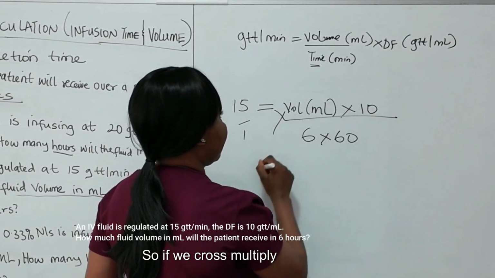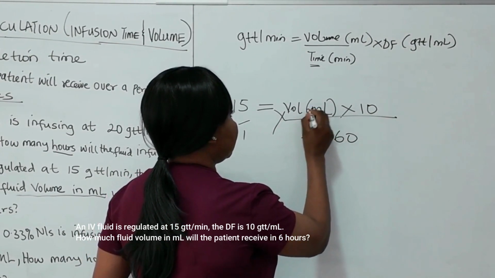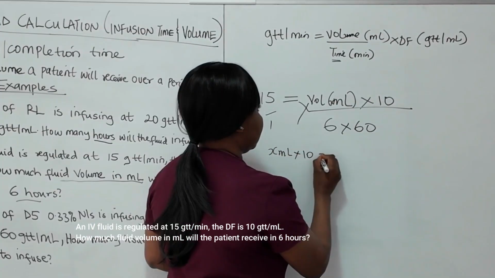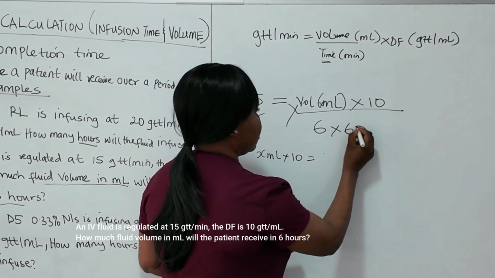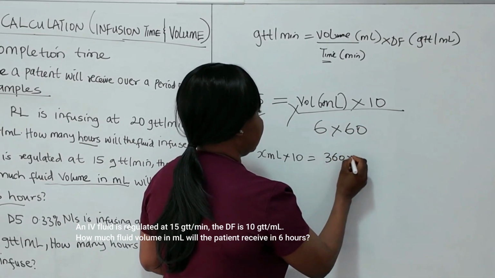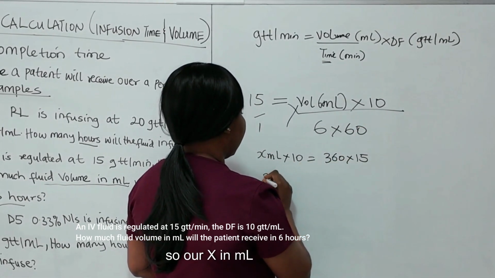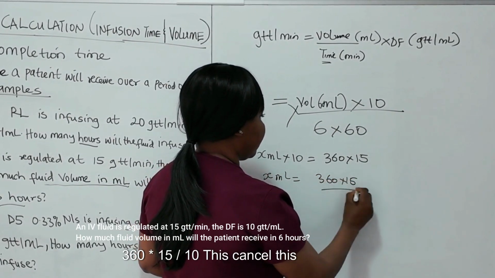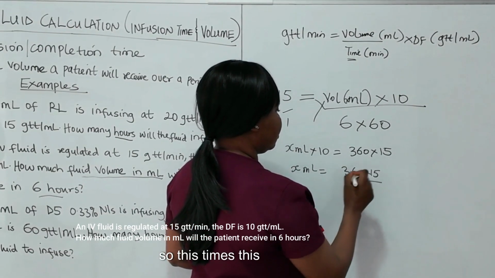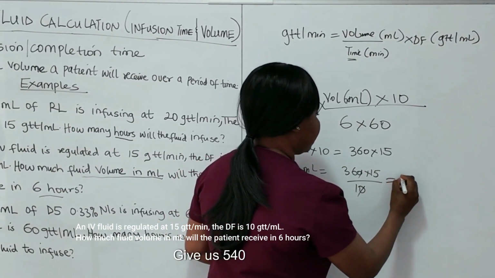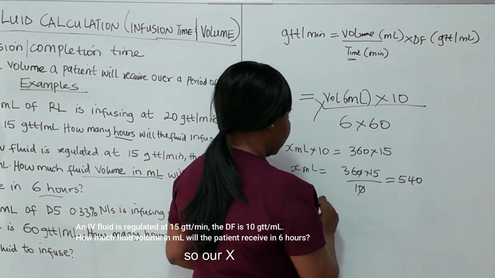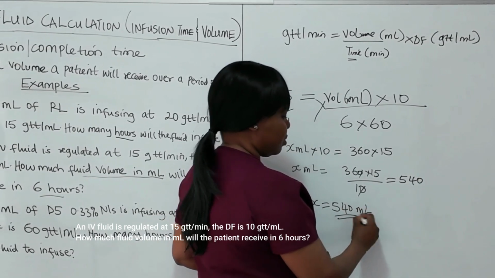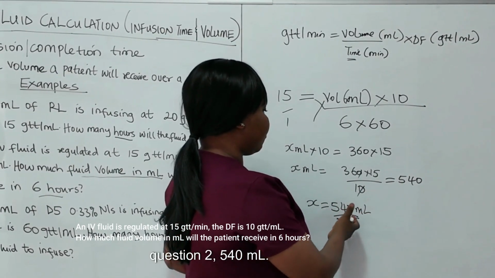If we cross multiply, our volume is x ml, so we have x ml times 10 equals 6 times 60, which is 360, times 15. So x in ml equals 360 times 15 divided by 10. This cancels this, so 36 times 15 gives us 540. So x will be 540 ml. This will be the answer for question 2, 540 ml.